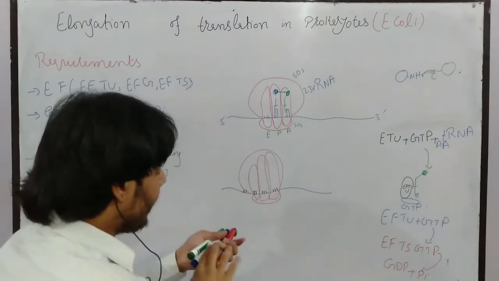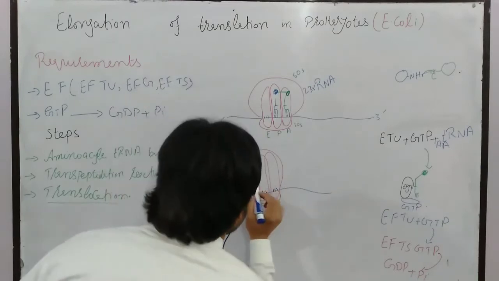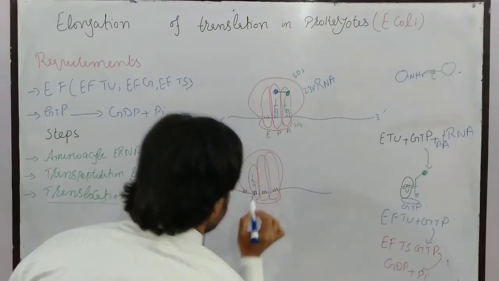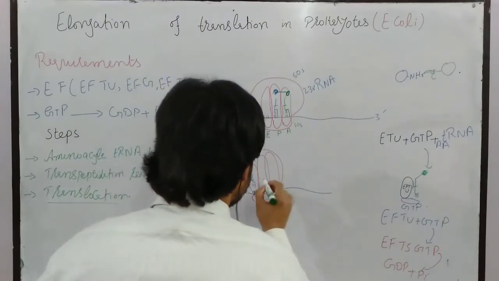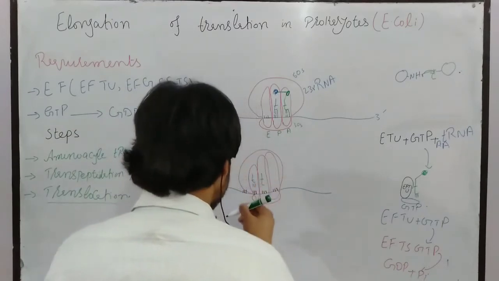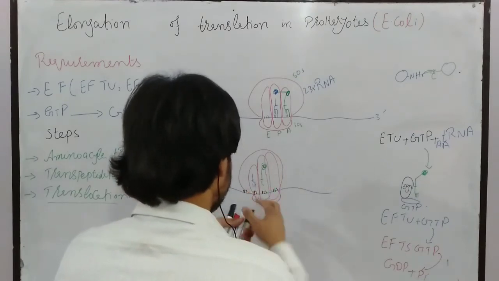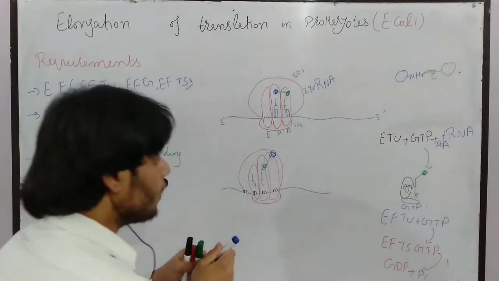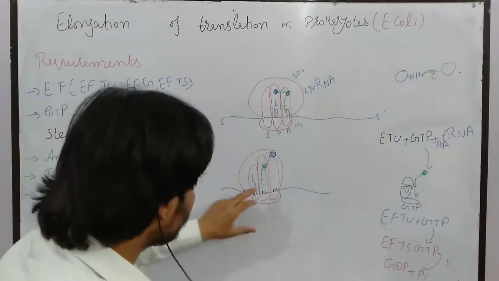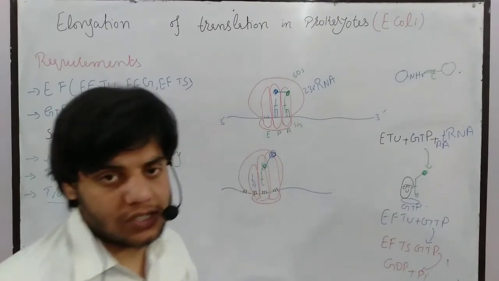Okay. And what happened? This transfer RNA will be shifted to this position. And this transfer RNA having the peptide chain will be shifted to this position. Okay, so this is called translocation. And again, the A site is free. Now, how is this process done?